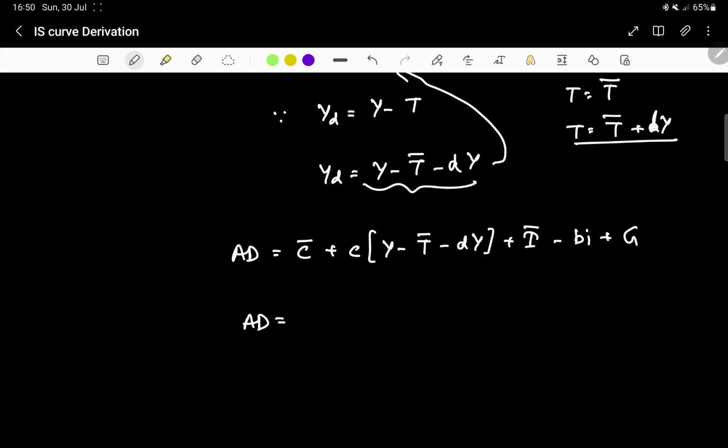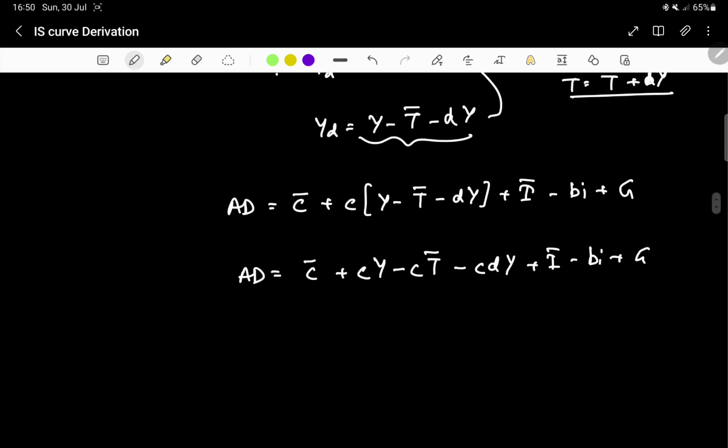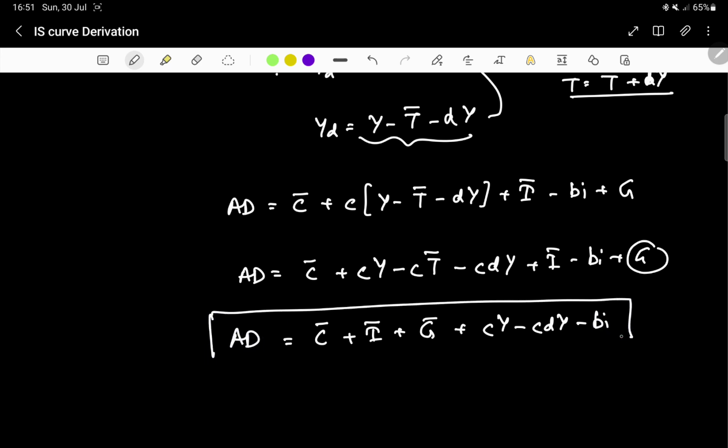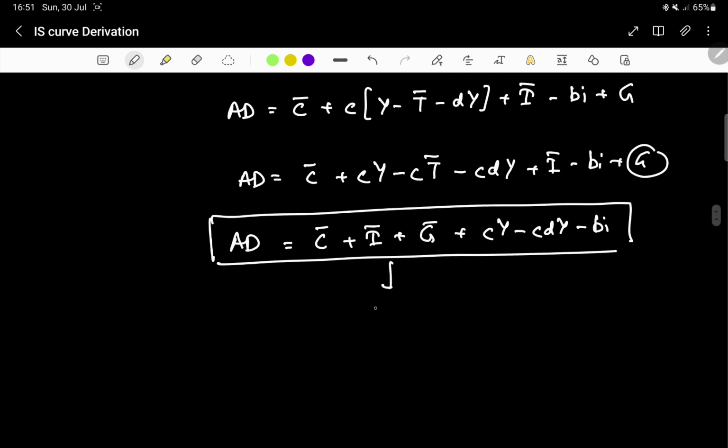Then we can solve it. See, there are some autonomous elements here. So C bar we can club here: C bar plus cY minus cT bar minus cdY plus I bar minus bi plus g. So effectively we can combine all the autonomous parts into one as C bar plus I bar, and let us assume G to be G bar. So we are left with cY minus cdY minus bi. This is aggregate demand, and now we have to make it equal to output as per our new Keynesian analysis.